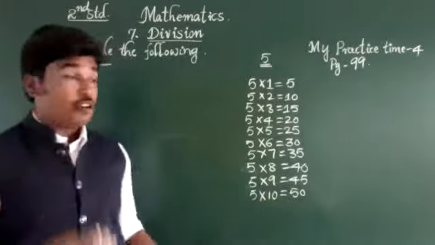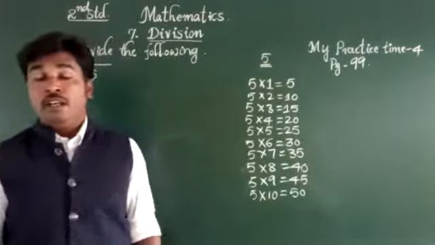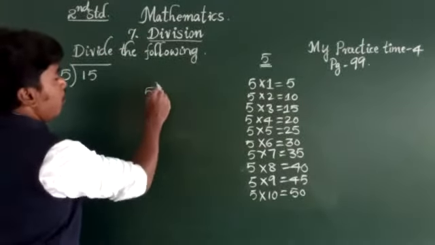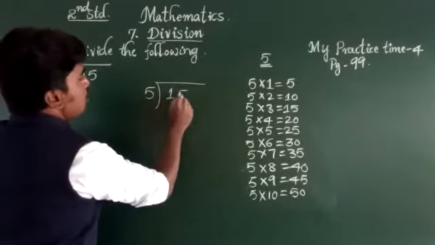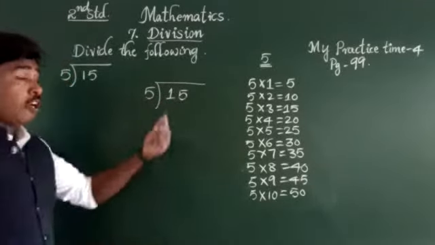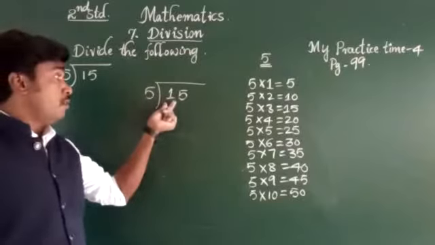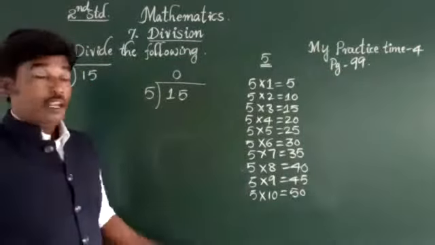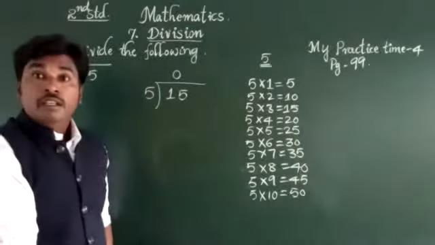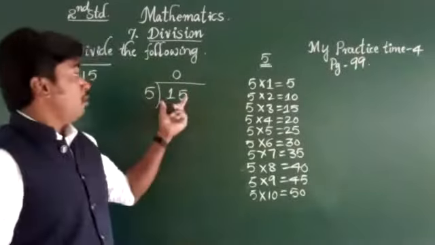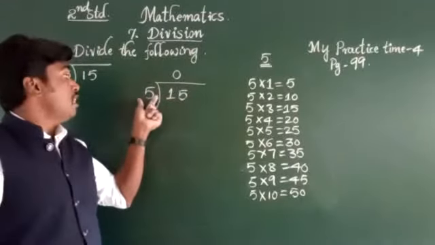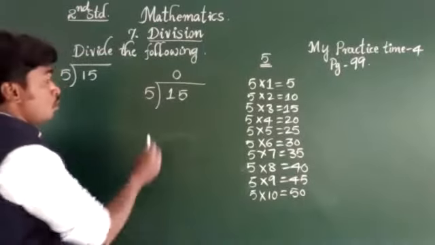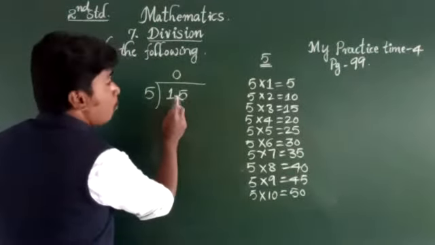Dear children, first you should write the multiplication table of the divisor. Now you write the problem again. 5 is the divisor, 15 is the dividend. Now you take only the first number. If the first number is smaller than 5, you write 0. At once you cannot take both numbers because it has only one digit, so you take only one digit. Now you can take 15, both the numbers.